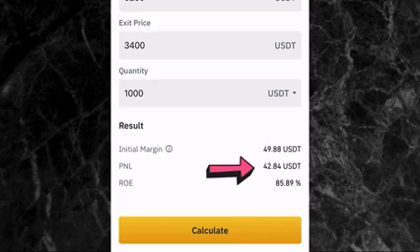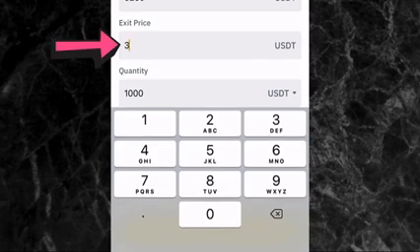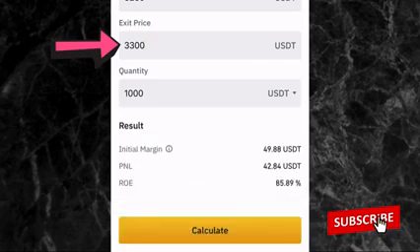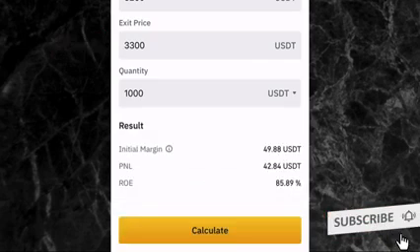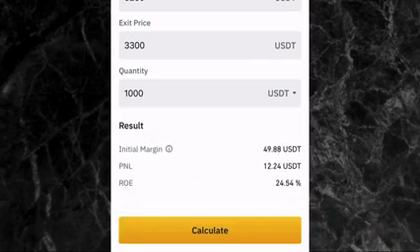So that means you can calculate the amount of profit you're going to make. So let's say, for example, you plan to exit the trade when it gets to like $3,300. You don't want to take too much time. Just want to take profit and go. Tap on calculate again. It's going to show you just need $49, and the profit and loss you're going to be making is $12, and the ROE is 24%. So here you can actually calculate the profit and loss that you're going to be making.